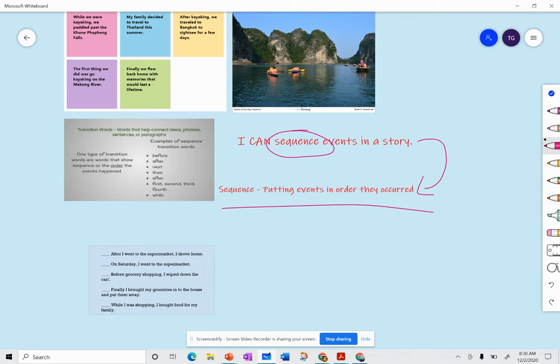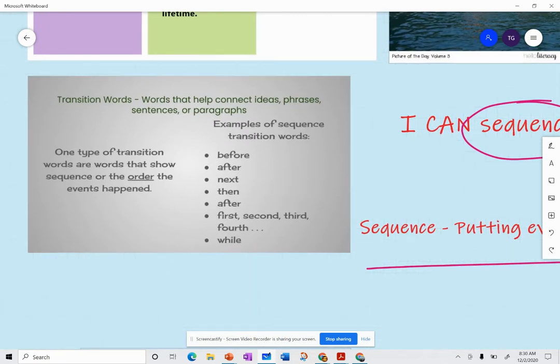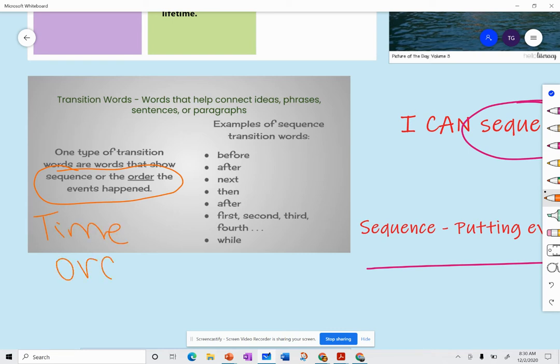How we do that is we use what's called transition words, and transition words are words that help connect ideas, phrases, sentences, or paragraphs. There are several types of transition words, but one type is the sequence words, or the words that show the order events happened. We call those also time order words. Sometimes you'll see them as time order words. And I'm going to change this one to finally because I keep messing this up.